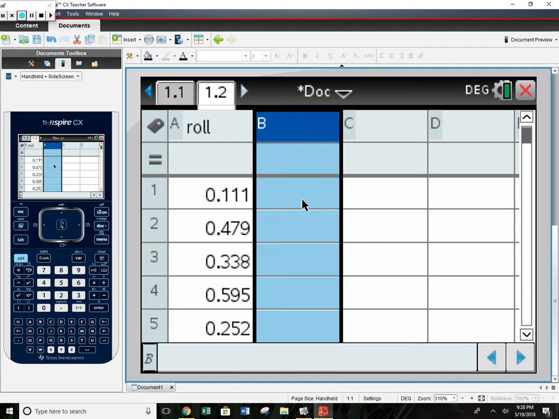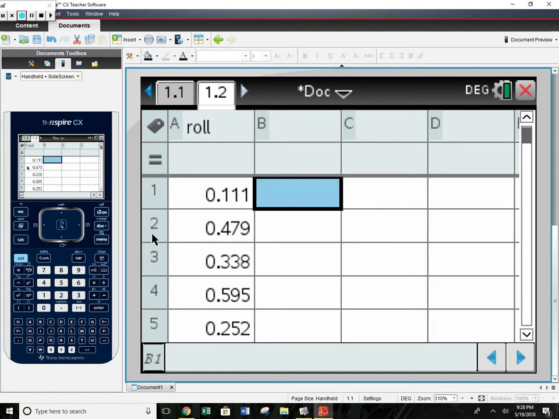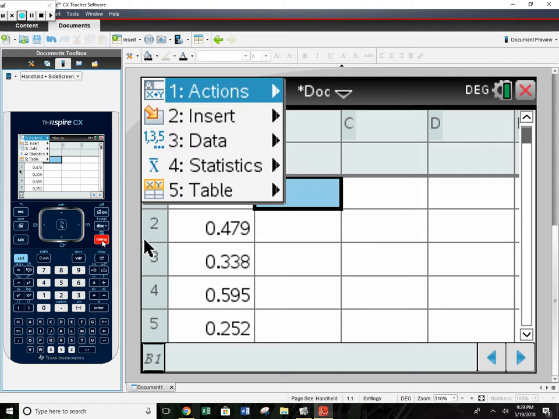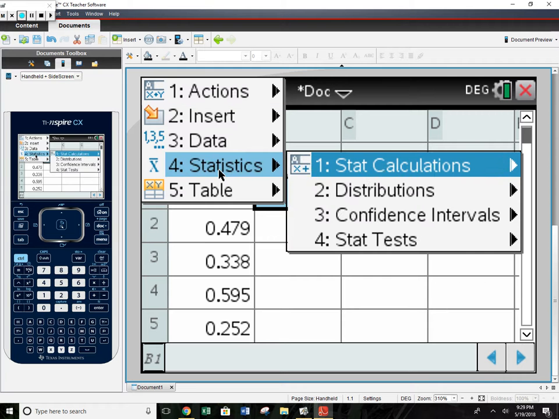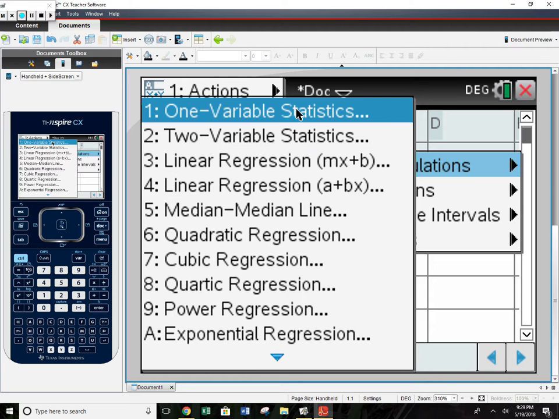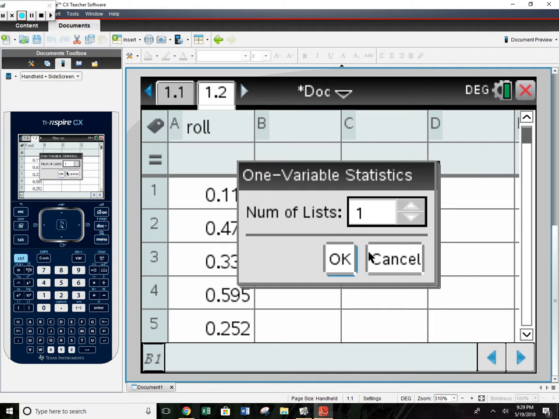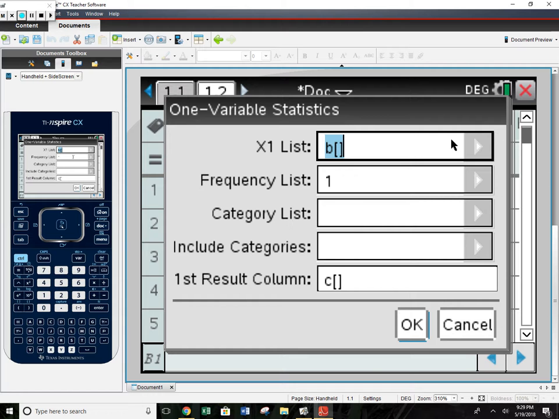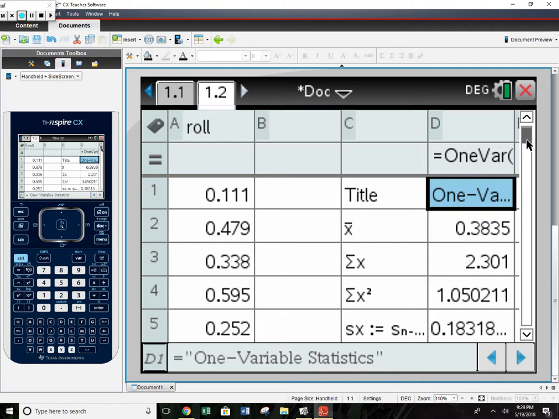You go over anywhere. If you hit menu, stats, and this is just our simple very beginning. We're just going to do a stat calculation, and we are going to do one variable stats. Okay. What list do I want to look at? I want to look at the roll, and here we go. Okay, so there's all our data.